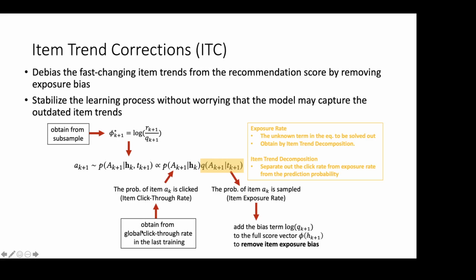In the paper, they say it can be obtained from the global click-through rate in the last training. So we can obtain these two terms, and we can obtain this term, and we add this bias term to the score to remove the item exposure bias for a specific item.